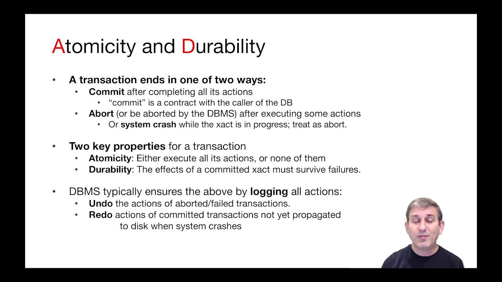So the two key properties for this transaction are atomicity, the all or nothing property that either the transaction commits or it aborts, and durability, that the effect of a committed transaction has to survive any failure of the database. The way we're going to achieve atomicity and durability is we're going to use a log. The database is going to write down in a log all the actions of a transaction. And for aborted or failed transactions, it's going to undo those actions. And for committed transactions after a crash, it's going to redo those actions to make sure that they're propagated to the database after the system recovers.